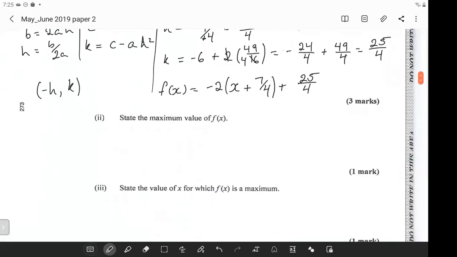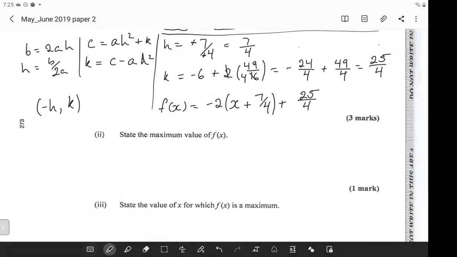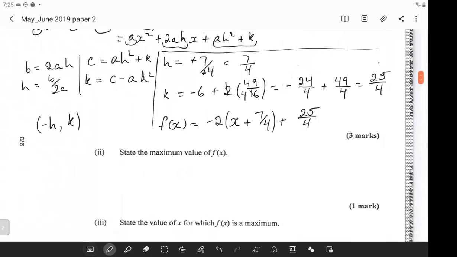State the maximum of f of x. Well, that is (-h, k). What was h? h was 7/4. So this would be (-7/4, 25/4).